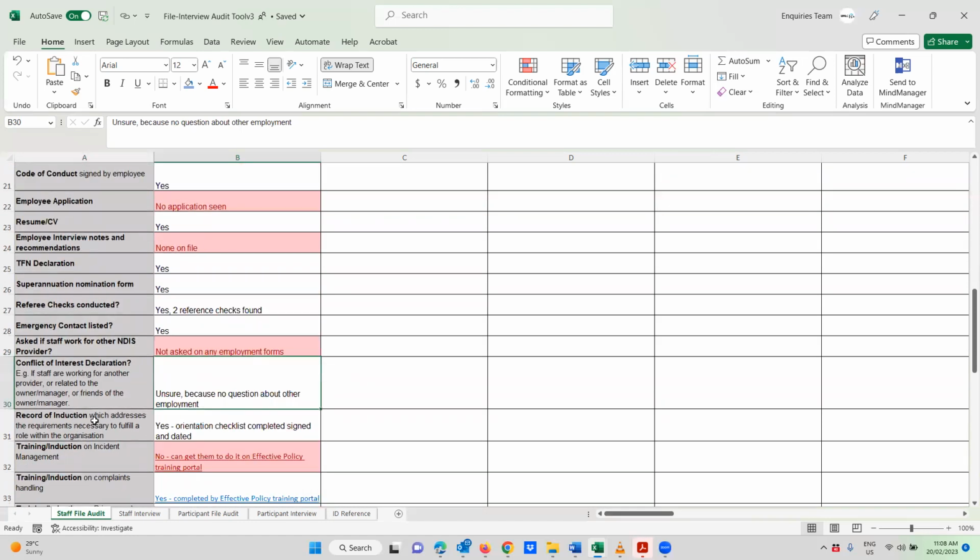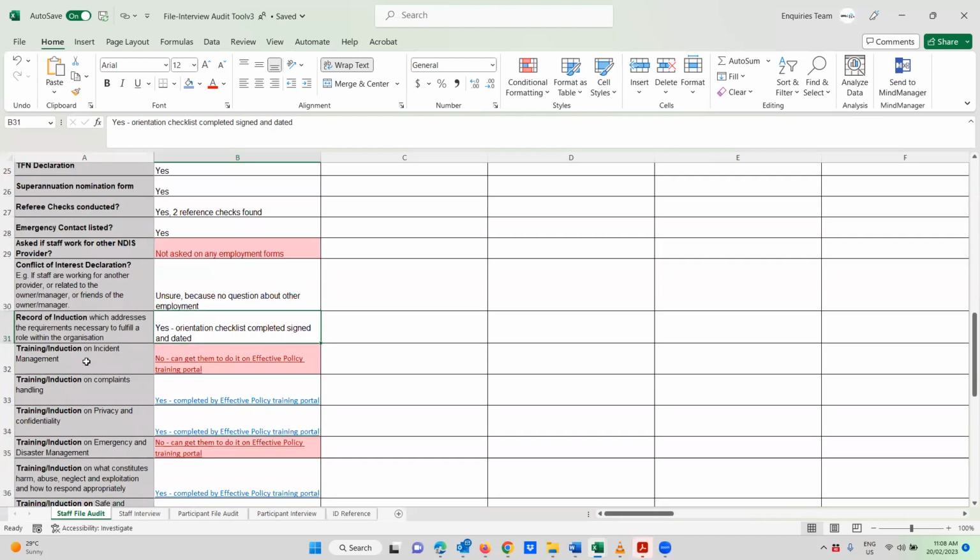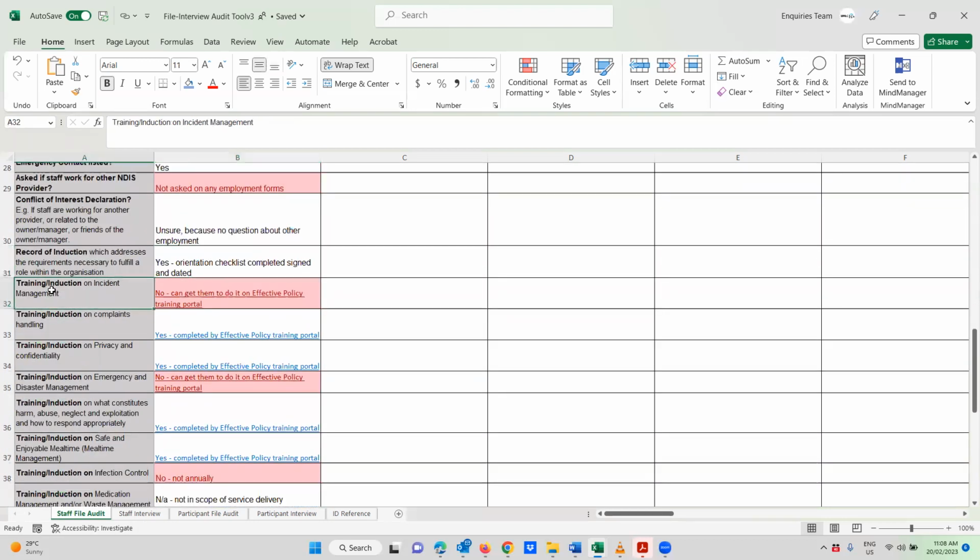So record of induction, we need to see some proof that that person's been inducted, whether that be a checklist or whether it be that you complete courses on a platform like the Effective Policy platform, where we have induction and orientation and professional development training, and you can ask for a report. Training in, now here are some of the very, very specific trainings which are actually mentioned as being required within the standards.